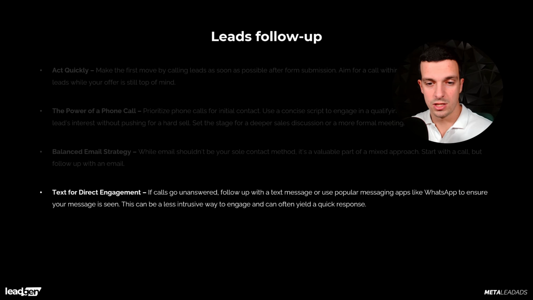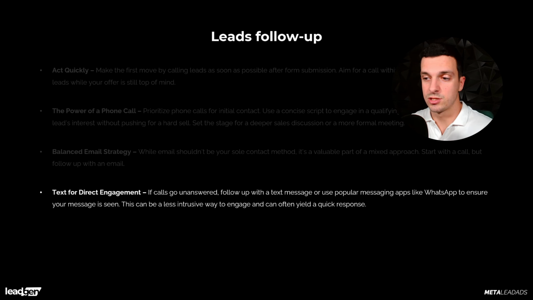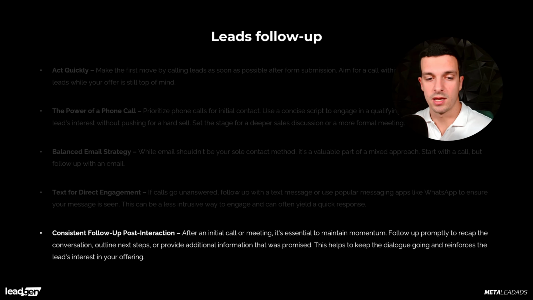Text for direct engagement. If calls go unanswered, follow up with a text message or use popular messaging apps like WhatsApp to ensure your message is seen. This can be a less intrusive way to engage and can often yield a quick response. You have their phone number. If you call a few times and you are not getting answered, you can send a quick SMS or try to find them on WhatsApp. Introduce yourself. Don't be pushy, and try to get a message back from them and then proceed with everything else.